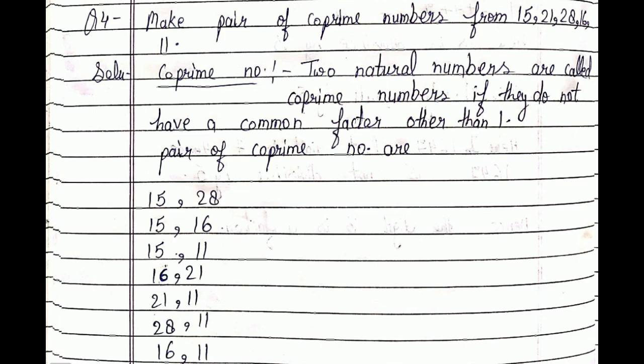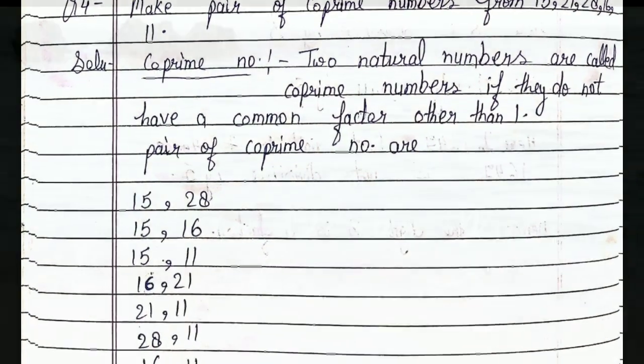Okay. So now here we can see we can make any pair. 15 and 28, they are not coming together in any table. 15 and 16 are also co-prime. 15 and 11 are also co-prime. 16 and 21, these pairs you can make. These all are co-prime numbers. I hope you can understand this and try to do all the remaining parts yourself.